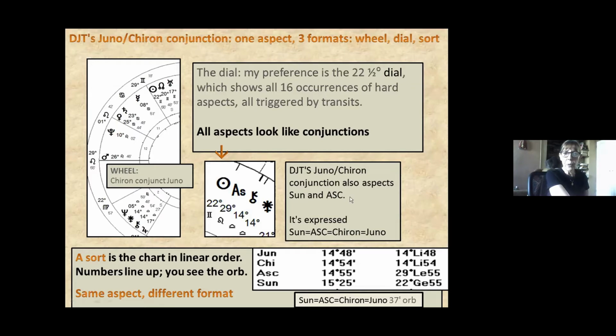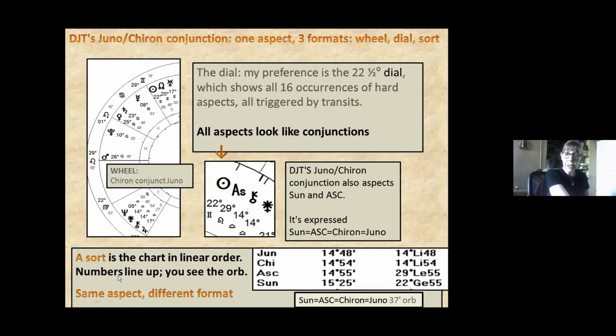So we know the wheel. Here's the dial. We see his Juno Chiron conjunction, looks like a conjunction, but we also see that the sun and the ascendant are in aspect to Juno Chiron, looking like a conjunction. This is why I prefer the 22.5 sword. Everything that's in aspect lines up like it's a conjunction. It's expressed: sun equals ascendant equals Chiron equals Juno.